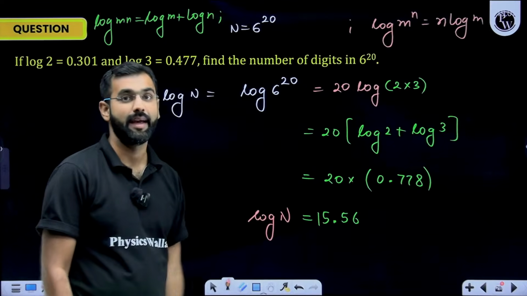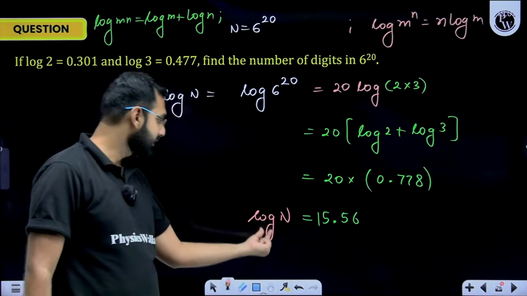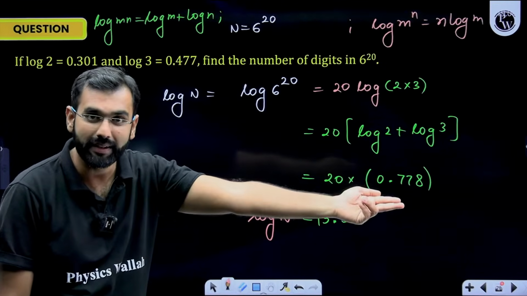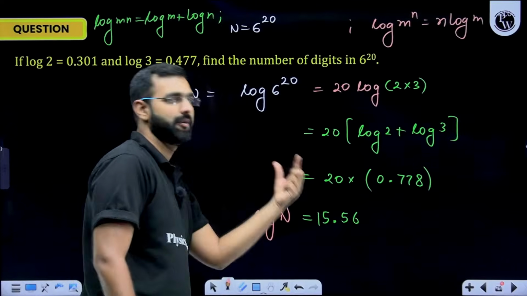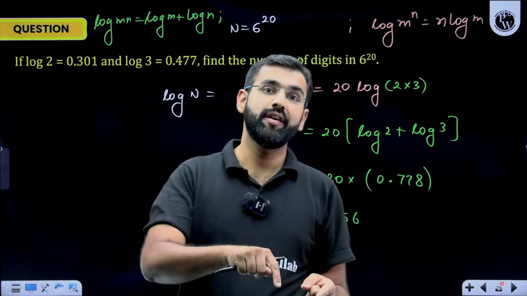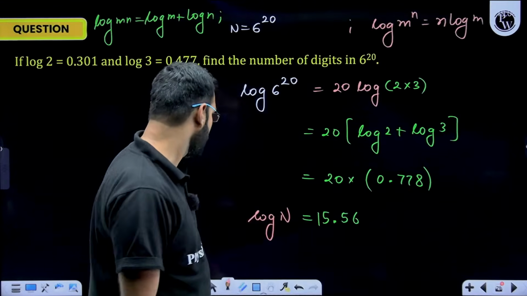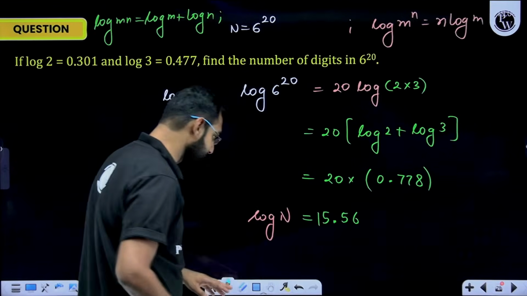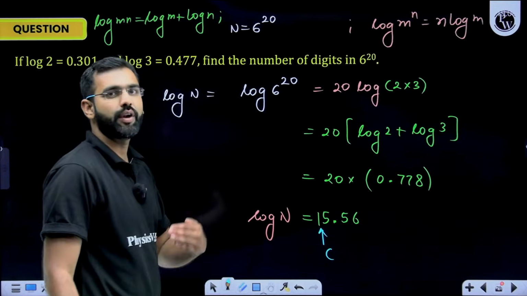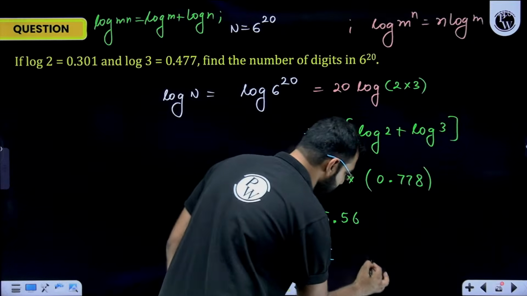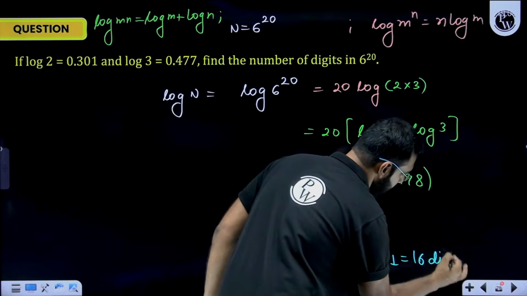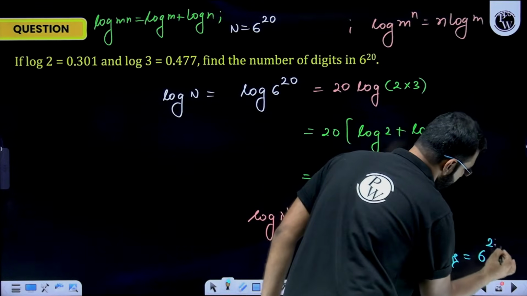I hope you got this, that this is log of n at base 10, 15.56. So when 10 is raised to the power 15, there will be 15 plus 1 digits in that number n. Are you getting it? Because the 0.56 wouldn't contribute in deciding the digits. It will contribute in deciding the number itself. So this number has characteristic 15, and the number of digits is characteristic plus 1. So characteristic plus 1 means 15 plus 1, that means there will be 16 digits in 6 to the power 20.